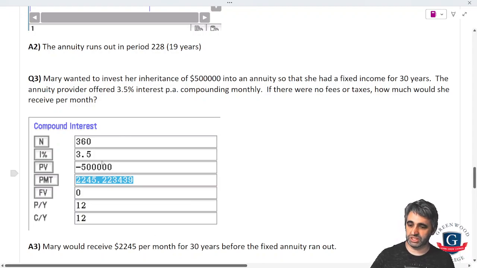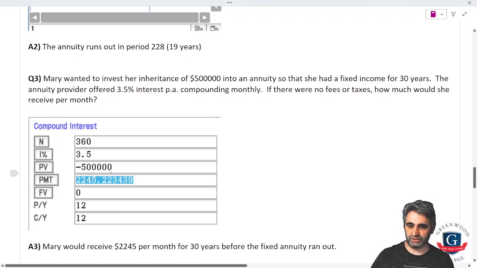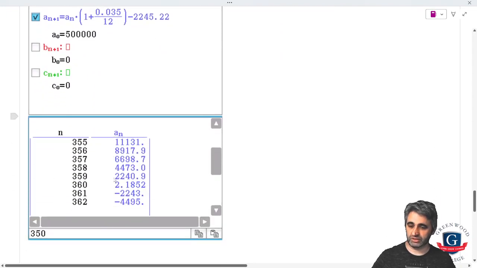So the period will be 360, the interest per year will be 3.5. We have to set it up for monthly, which is 12 and 12. We're starting with 500,000. And the future value now will be 0. So if we hit the payment button, it'll tell us that if she takes out this amount exactly, it'll be 30 years before it ran out. And we can check that in sequence mode by using that payment. And lo and behold, at period 360, she has $2 left in the account.